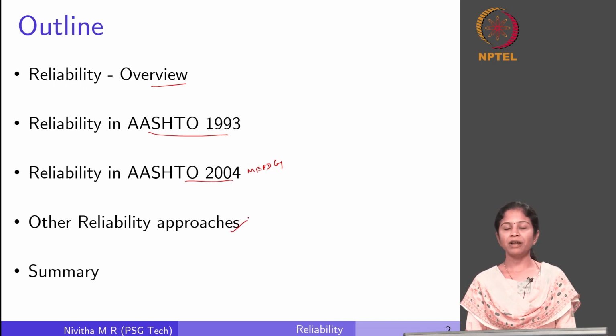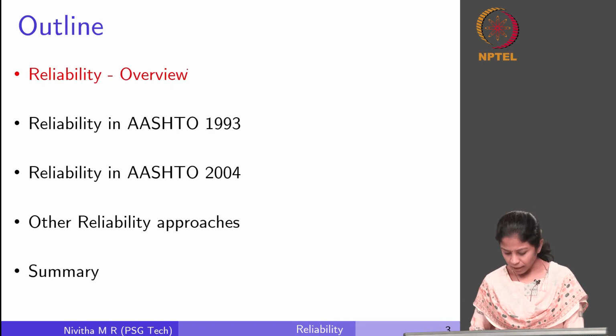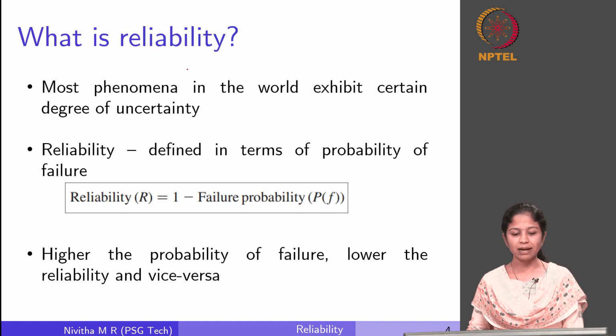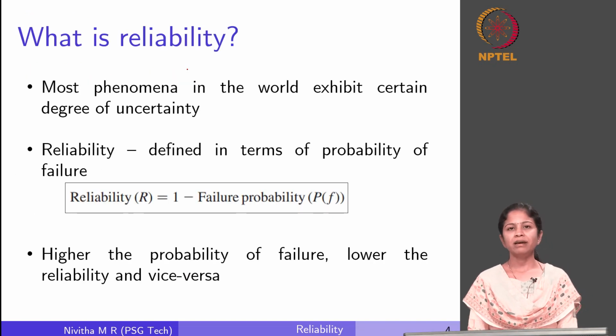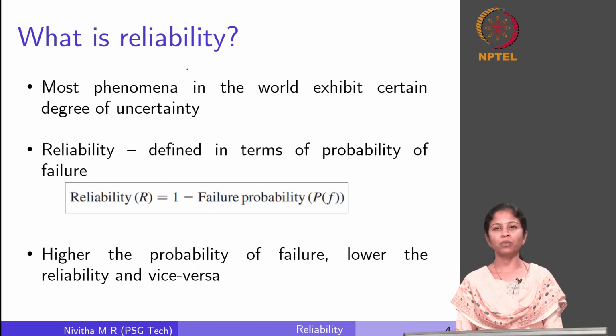So, this is the outline for this overall topic on reliability, and as I mentioned, in this specific lecture we are going to talk about the overview of reliability. Now, what is this reliability? As I said, most phenomena in this world will have some degree of uncertainty. We are not exactly sure what we are going to get.